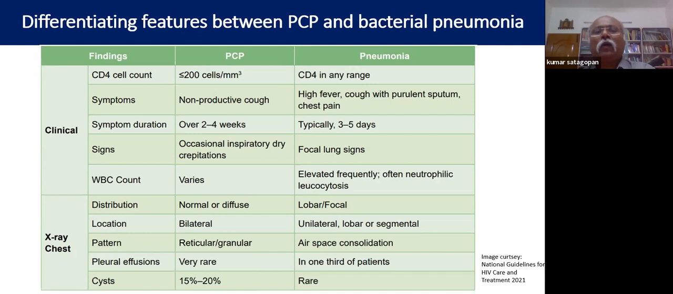Whereas the distribution will be diffuse on X-ray in PCP, it is lobar or focal in pneumonia. Location is usually bilateral in PCP; here it is unilateral, segmental or subsegmental. Pattern is reticular in PCP; here it is consolidation with air bronchogram, tree-like pattern. Pleural effusion is very rare in PCP. Here, in one-third of pneumonia patients, there will be a parapneumonic pleural effusion. Next slide.